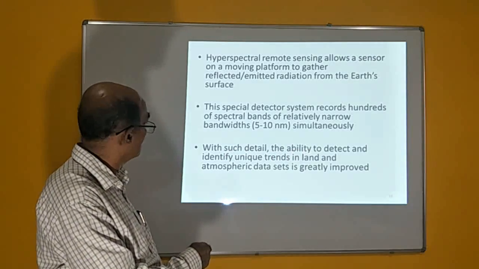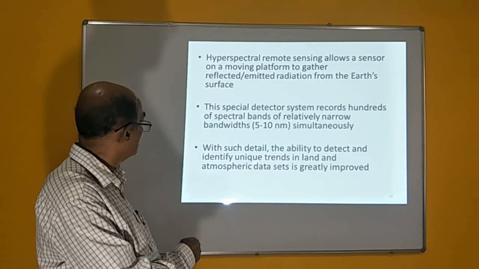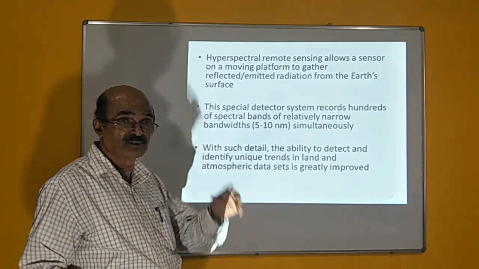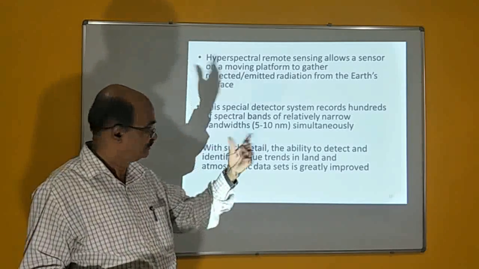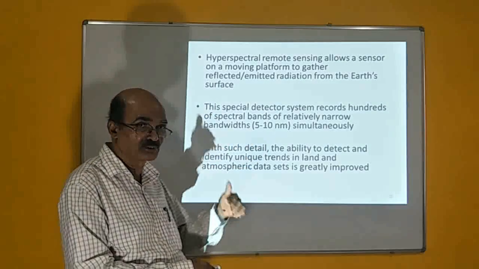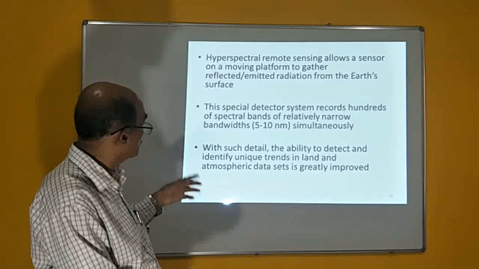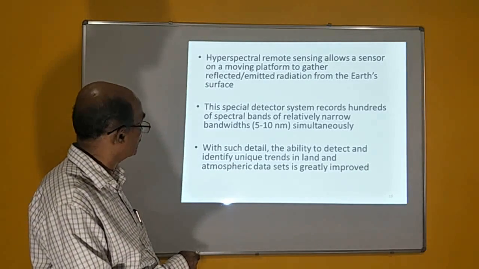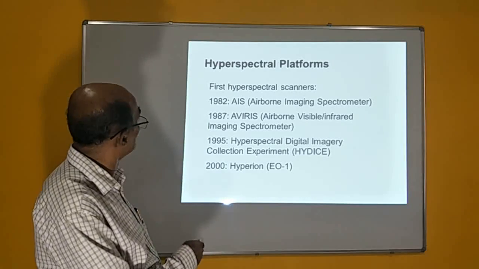So with such detail, the ability to detect and identify unique trends in land and atmospheric data sets is greatly improved. See, by the development of hyperspectral remote sensing, now we will be able to differentiate more number of surface features. All this technological advancement is taking place in the field of remote sensing.